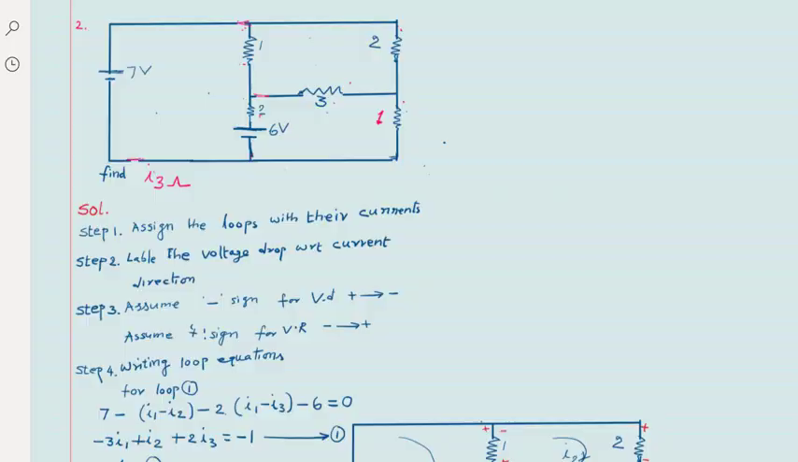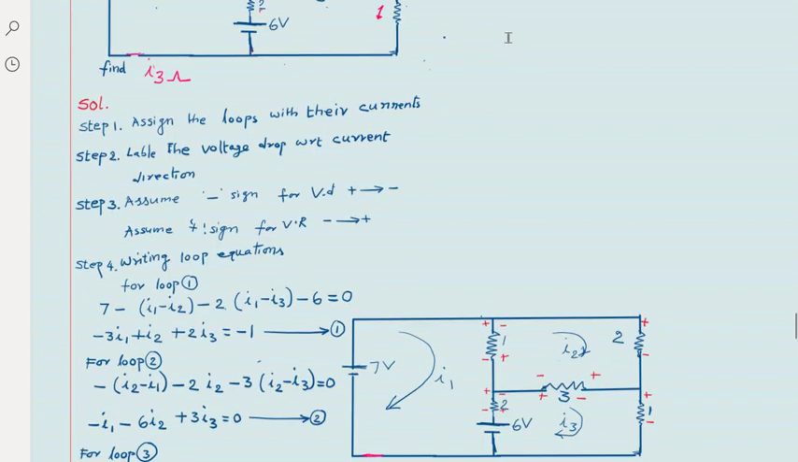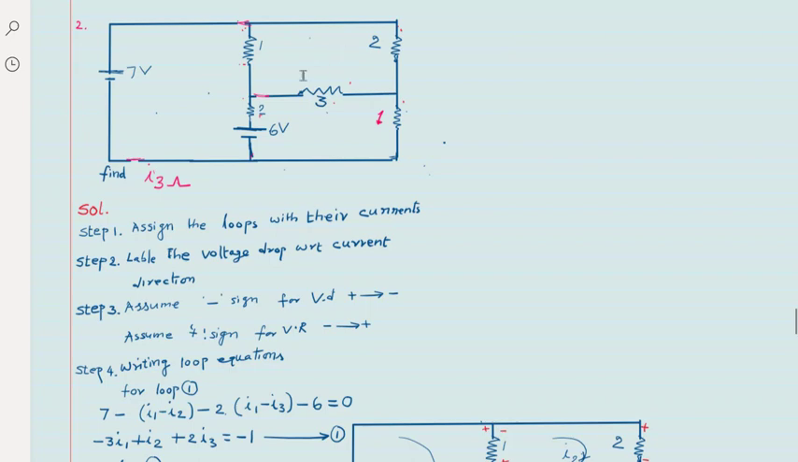Hello friends, today I will discuss the numerical problems on mesh analysis. So let me take a problem like this. Here is a 7-volt supply connected to a 1 ohm, 2 ohm resistor, 3 ohm resistor, 1 ohm resistor, 2 ohm resistor, and here a 6-volt supply is also there like this. What he wants is the current flowing in the 3 ohm resistor.